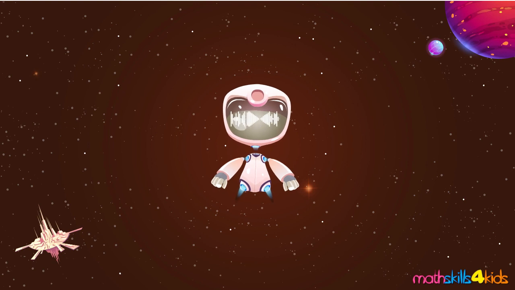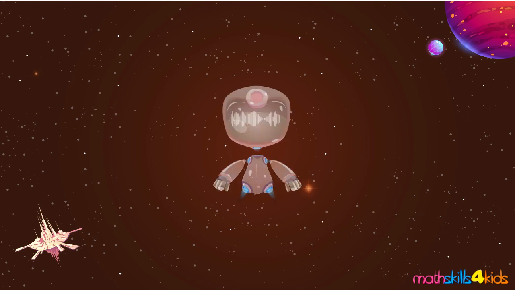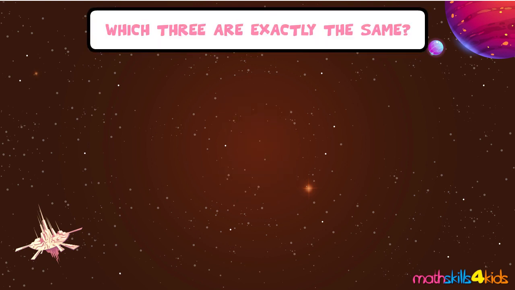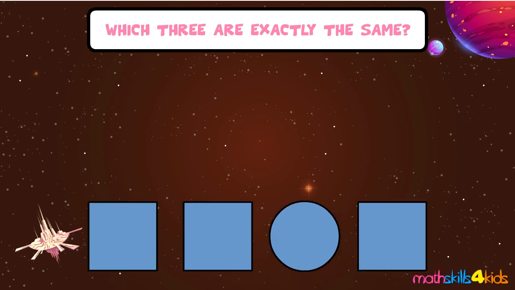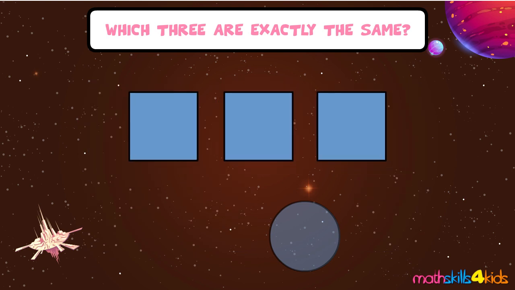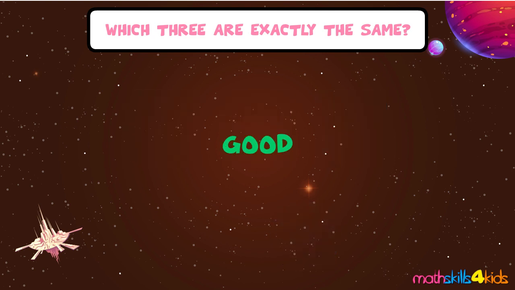Now. Look keenly at these shapes. Which three are exactly the same? Here, we can see that the shapes that are exactly the same are squares because they have the same sides. The one that is not the same is the circle. Good.